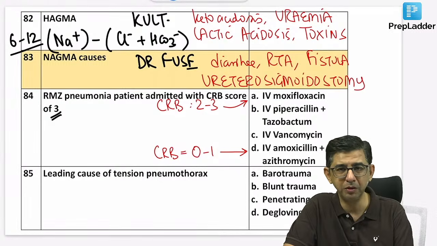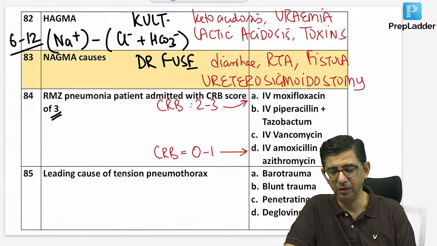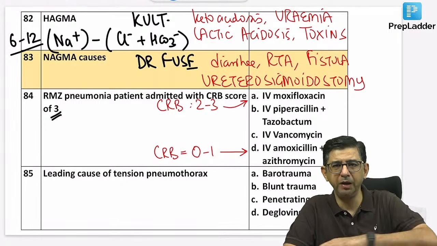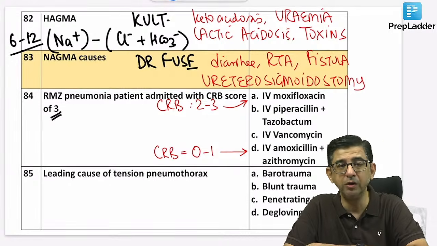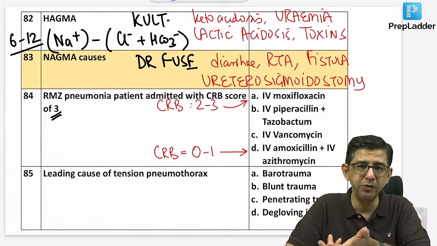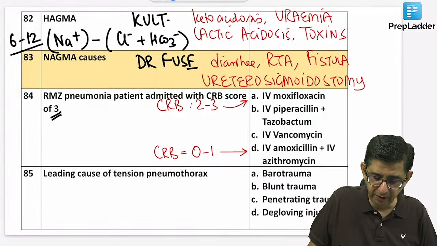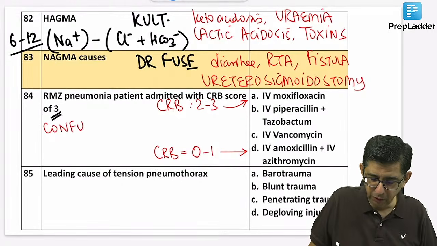This is a repeat question of your exam, guys. In the question, the CRB value was not given. He will make you calculate. C is for confusion, R is for respiratory rate. I'll write it here. You have to calculate.